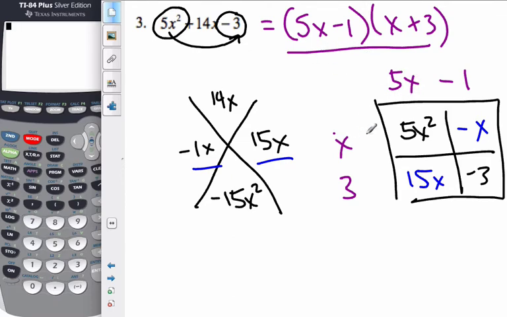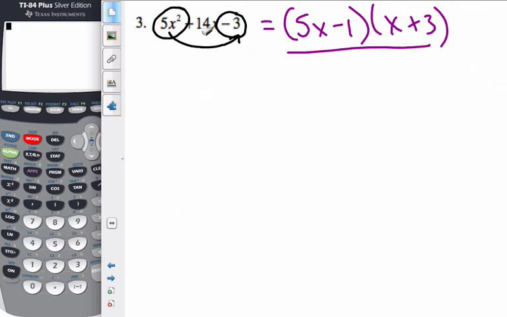If I multiply this out, I get 5x squared, I get a negative x. When I go to the box here, I get this. 5x and 3 is 15x. 3 and negative 1 is negative 3. And they all add up to this. Now that's algebraically. How can we do it now graphically, using our calculators to help us out?